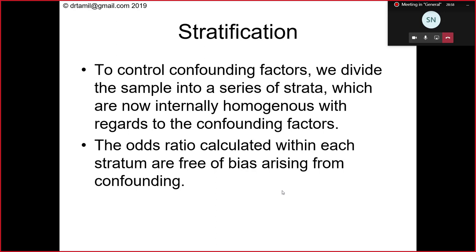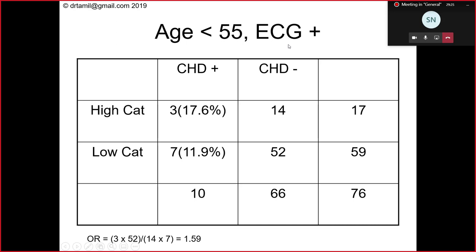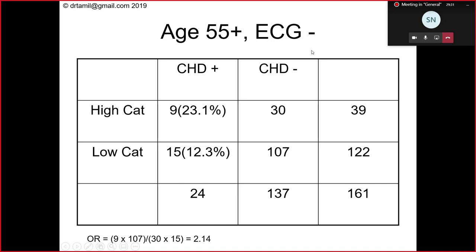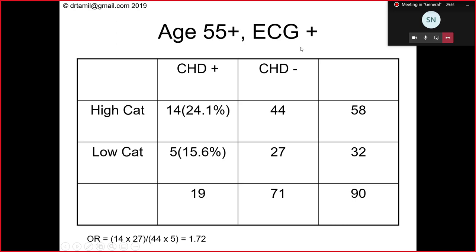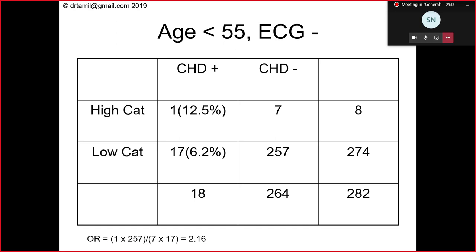So how do we control? We came up with different layers. We select those with age less than 55, no ECG changes; age less than 55, with ECG changes; age more than 55, no ECG changes; and age more than 55, also with ECG changes. So we want to see, if we stratify by age and ECG changes, can we see any difference in terms of the odds ratio? If you look here, if the person is young and has no ECG changes, the odds ratio is 2.16.